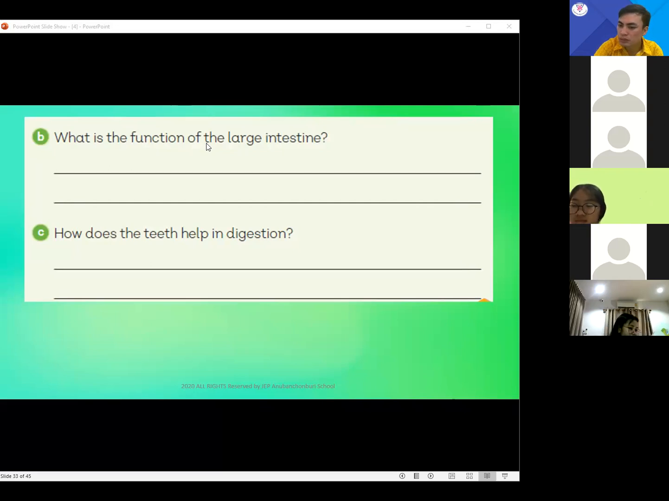Absorb water and minerals from the undigested food. Very good. Pirapong got this correct. Pirapong is number two. It absorbs water and minerals from undigested food. Wow. It seems like Pirapong saw my answer already, just like read the entire complete sentence with the correct answer. Amazing. Now, what about letter C?